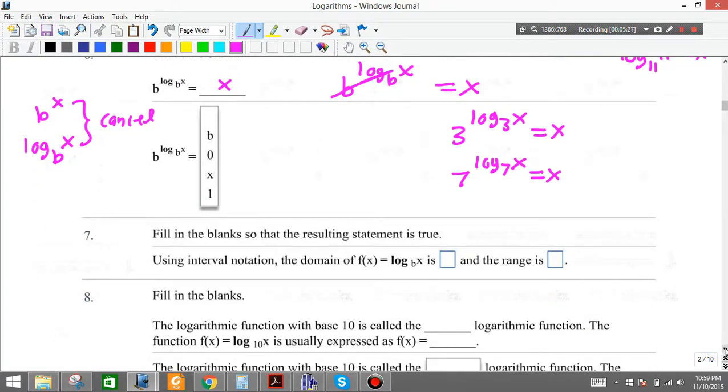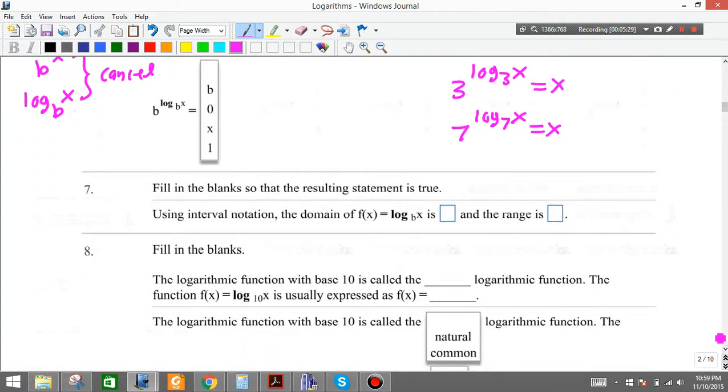From what we said in the last section, the domain of the exponential function was negative infinity to infinity, and the range was 0 to infinity. Because the log is the inverse, that switches. So the domain of the log is 0 to infinity, and the range is minus infinity to infinity.